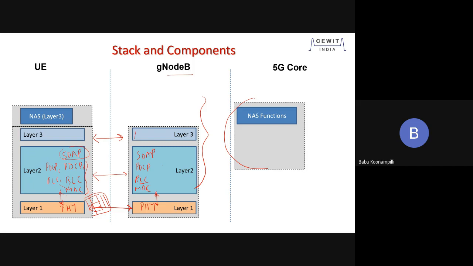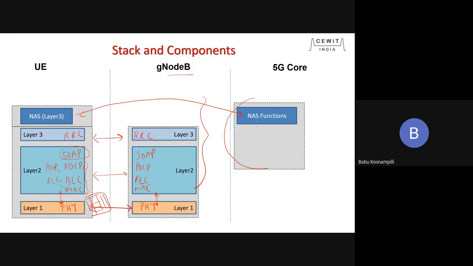Then we have not talked about layer 3, which is called RRC, radio resource control. So there is an RRC on both sides. This is the complete stack inside a gNode B and the complete stack in a UE. So all the UEs in the world will have all these stacks. These are the access stacks, layer 1, layer 2, layer 3. And you have NAS also in the UE, which corresponds to the NAS functions in the 5G core.